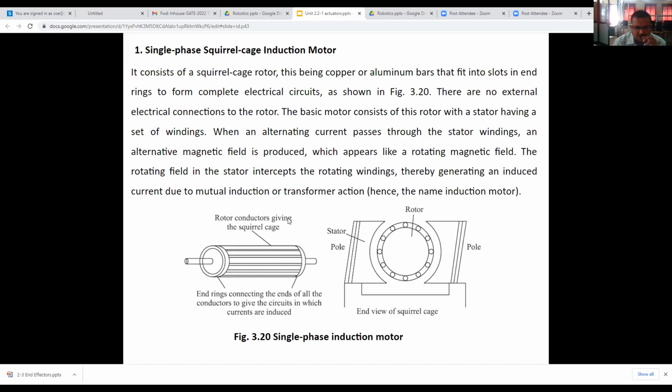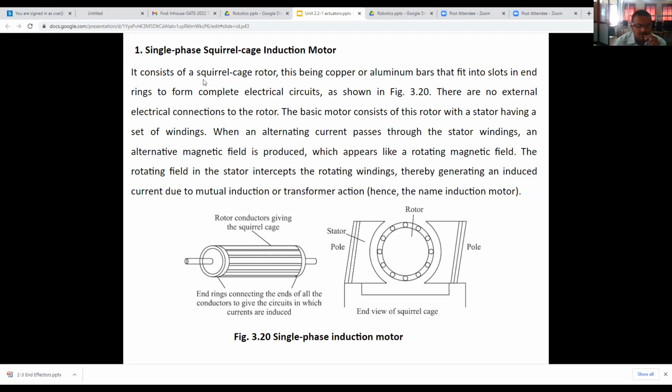If you see rotor conductors giving the squirrel cage, conductors are there. It will form a squirrel cage. End rings, these are the end rings at the ends, connecting the ends of the conductors to give the circuits in which currents are induced. This is the stator pole, this is the pole, this is the rotor. Inside it is the rotor is there.